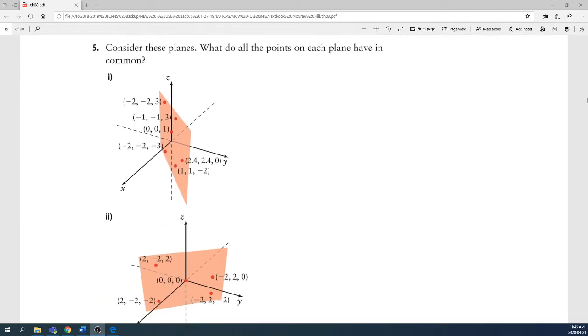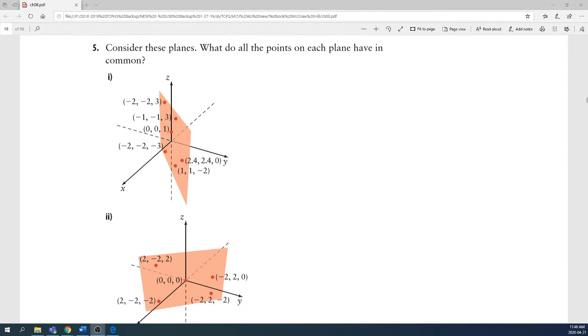All right, number 5. Consider these planes. What do all the points on each plane have in common? Now I really want you to take a minute or two, just pause the video and figure out what they have in common. Okay, we'll resume in a few seconds. So hopefully you paused the video. If you haven't paused it, pause it now and try to figure this out. If you've already unpaused it, this is what we're looking at here.